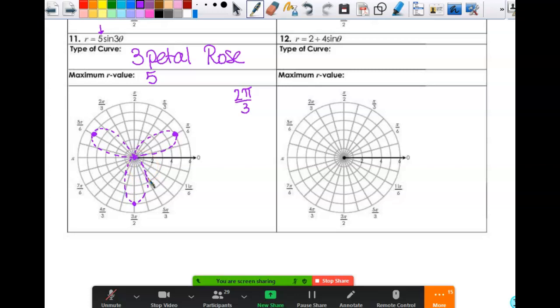Can you explain what you mean by 2 pi over thirds? Okay, so I know that there's 3 petals, so I know that I have to evenly distribute them. All the way around the circle is 2 pi. If I divide that into 3 pieces, I get 2 pi thirds. So I know they have to be a distance of 2 pi thirds or 120 degrees between each one of them. Does that help? Yes, we're good? Okay. All right, any other questions?